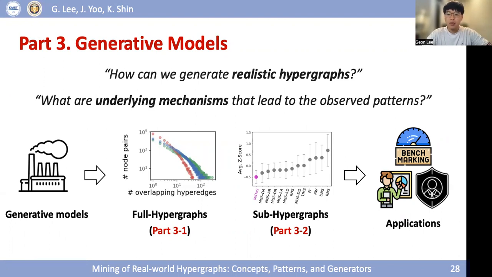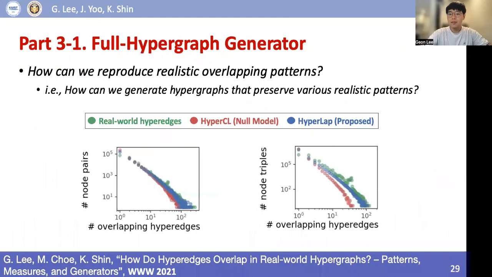So for example, we can produce hypergraphs with any size. For example, we can make a large-scale benchmark dataset, especially when real-world hypergraphs are hard to collect. We can also anonymize a hypergraph with sensitive information by creating a similar but synthetic hypergraph. Another usage can be simulating hypergraph algorithms in small but representative sub-hypergraphs. So for example, how can we reproduce realistic overlapping patterns?